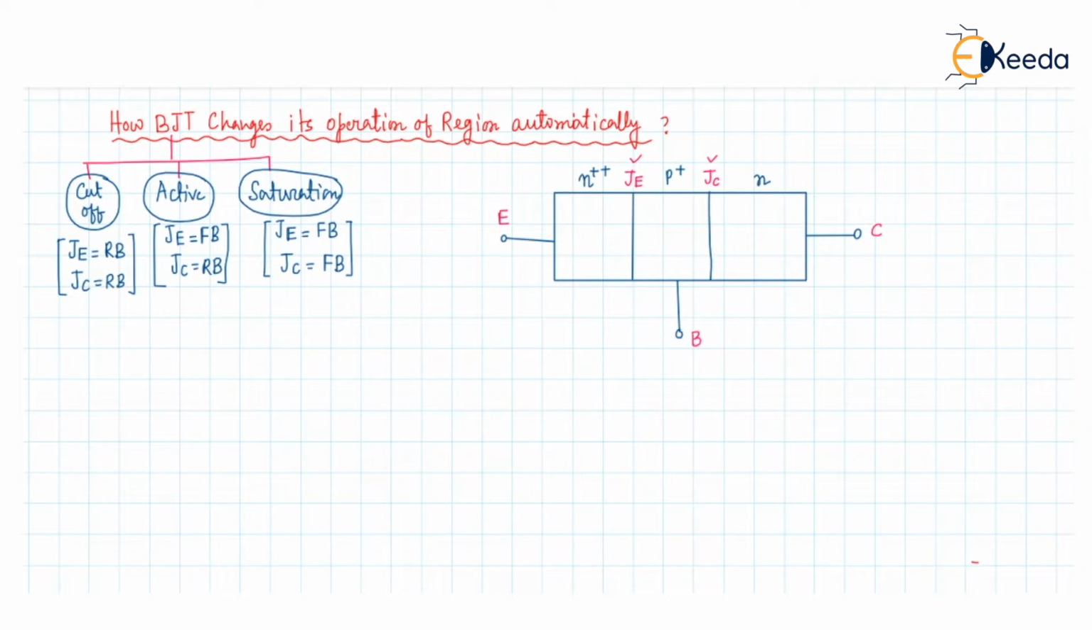So we have taken here an NPN transistor and we've seen the JE junction and JC junction. So this is a block diagram of an NPN transistor. Now we know that the circuit symbol of an NPN transistor will look like this. This is the emitter terminal, here it will be the collector terminal, and here it will be the base terminal. So let us discuss this change of operation with respect to a circuit.